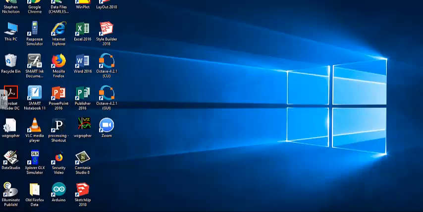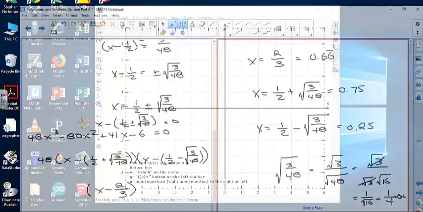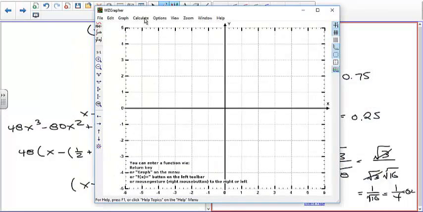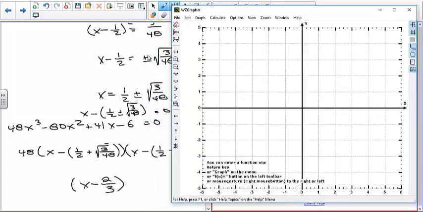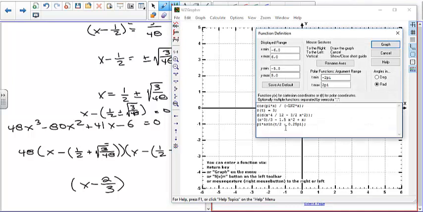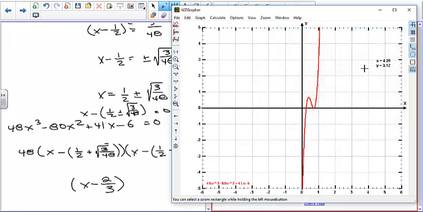Okay, so let's open up my graphing program. And we're going to plot the original function, which is right here. So we're going to have 48x cubed minus 80x squared plus 41x minus 6. Okay, so that's it. We'll graph it.